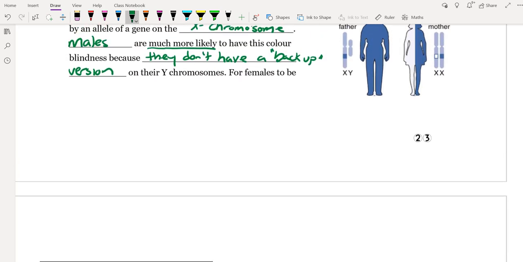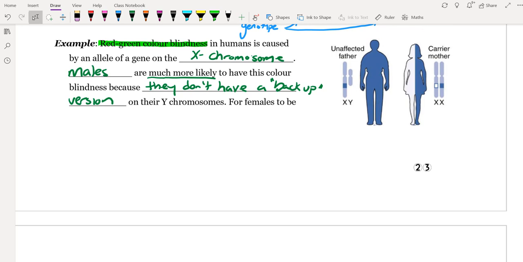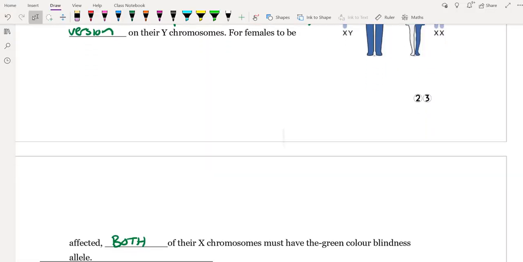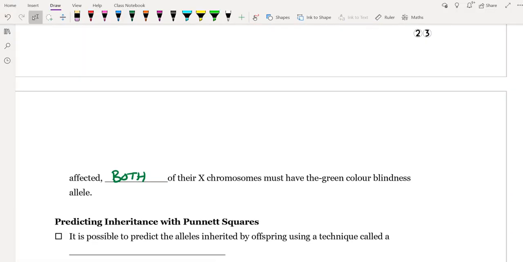So the males have an X and Y. So if they have color blindness on the X chromosome, they will be colorblind. This is why it is much less common for females to have the red-green color blindness.